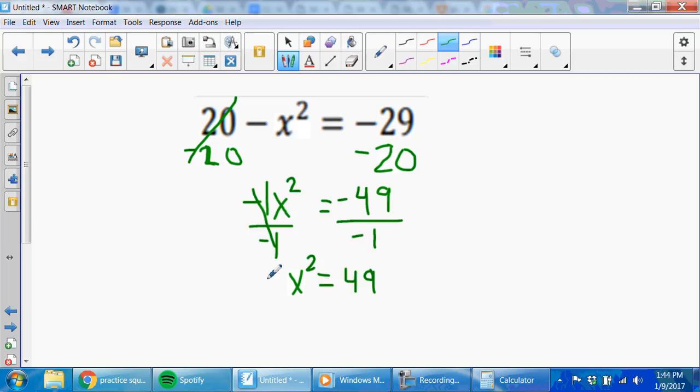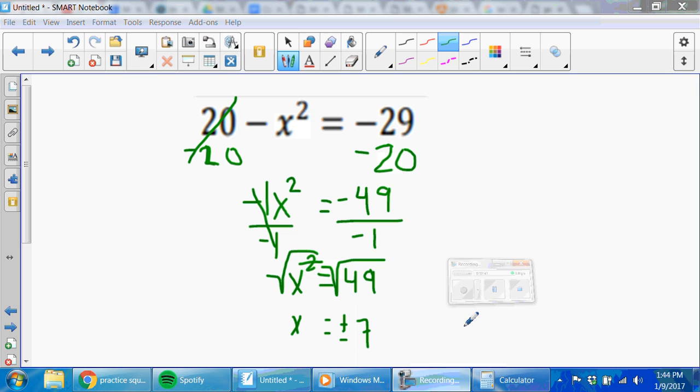Now I can square root both sides. That just crosses out the squared, and I now get x equals positive and negative 7. Use this video to help guide you with solving quadratic equations with square roots.